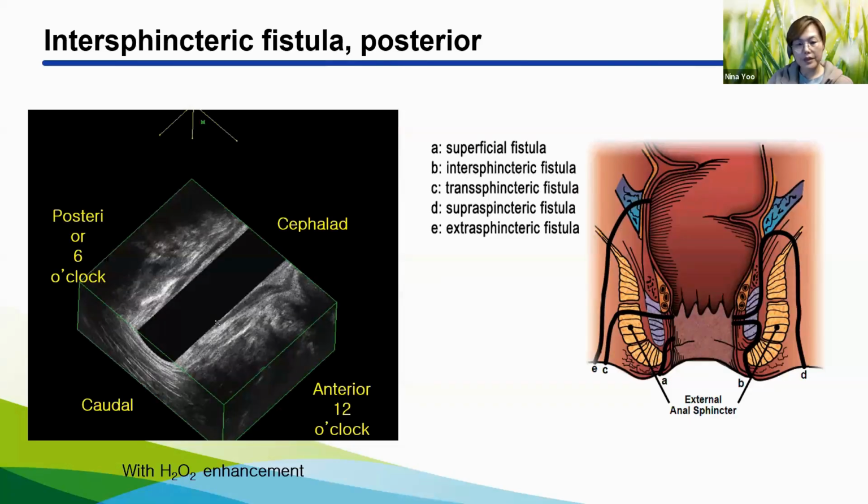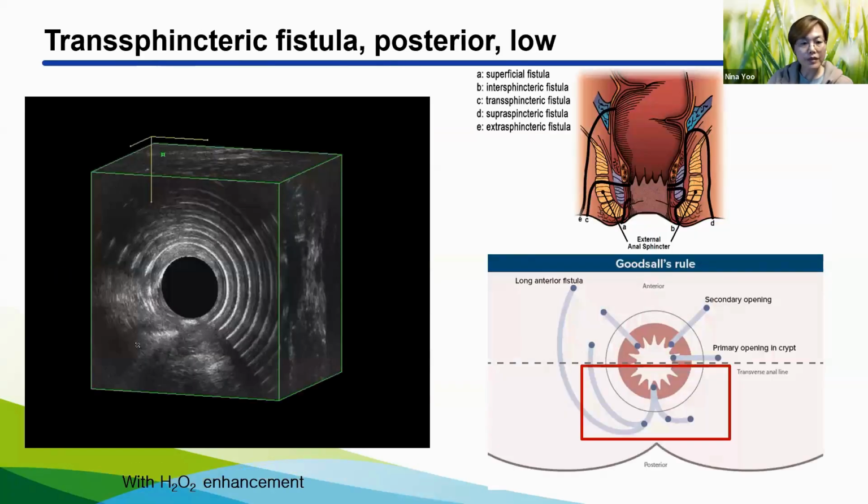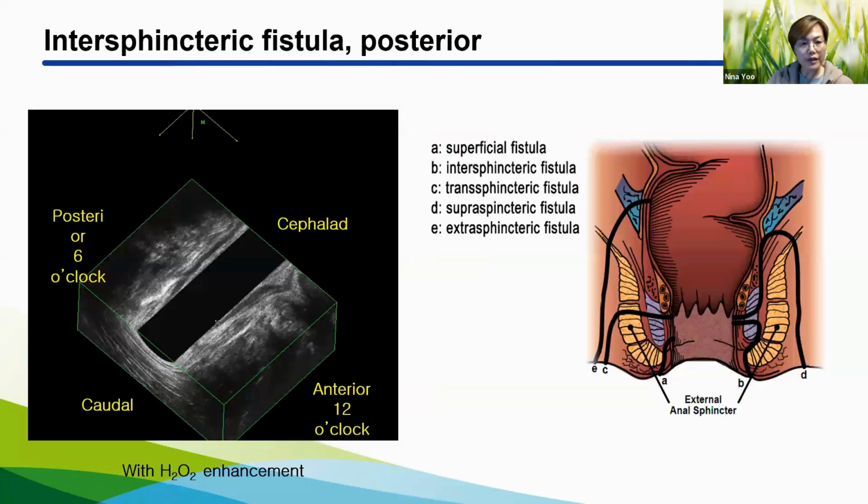This is, hold on, this is the capture demonstrating an intersphincter fistula with hydrogen peroxide enhancement.